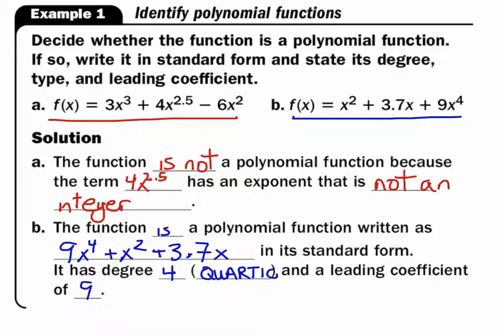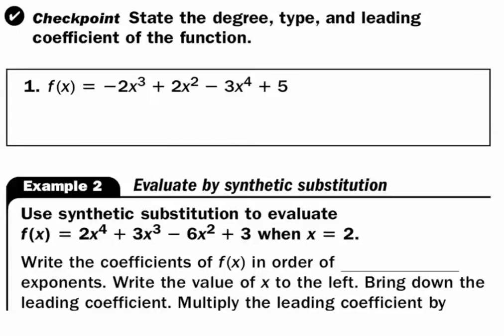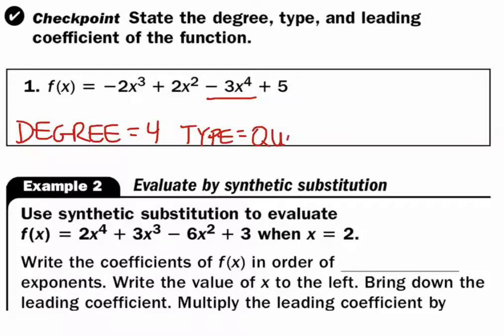If we turn to page 2 for just a moment, then we have this checkpoint, state the degree, type, and leading coefficient of this function. Okay, so we're looking for the highest power, and the highest power is this term, negative 3x to the 4th. So its degree is 4. The type is quartic, because it's to the 4th.